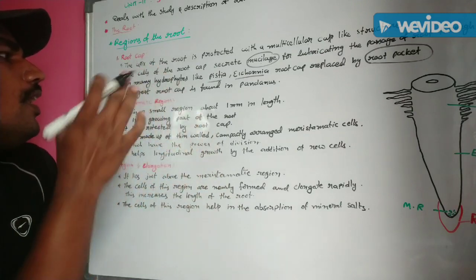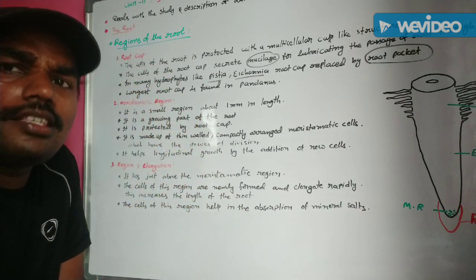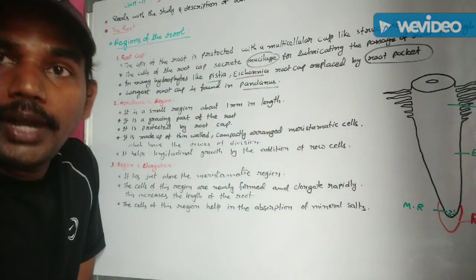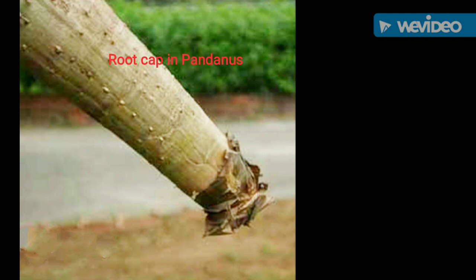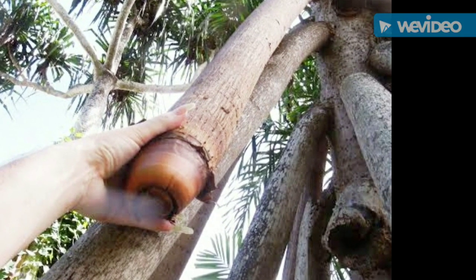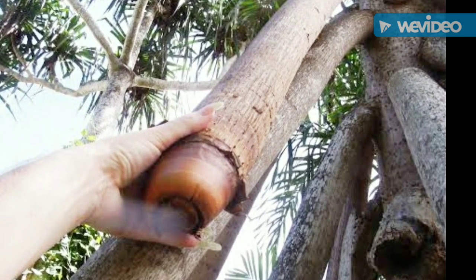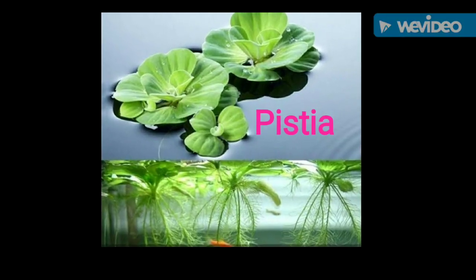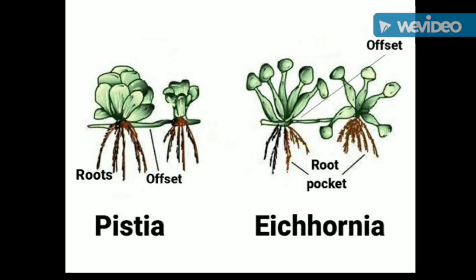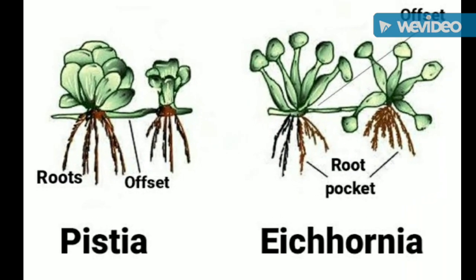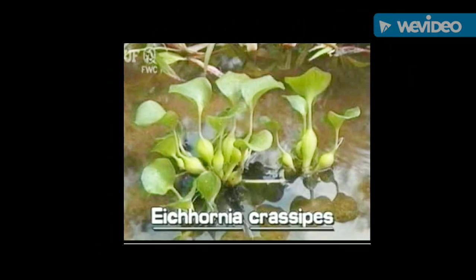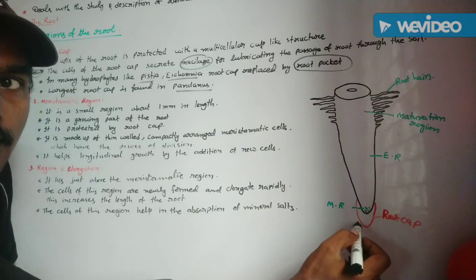Next one, the largest root cap is easily found in Pandanus. The red colored portion is the root cap.